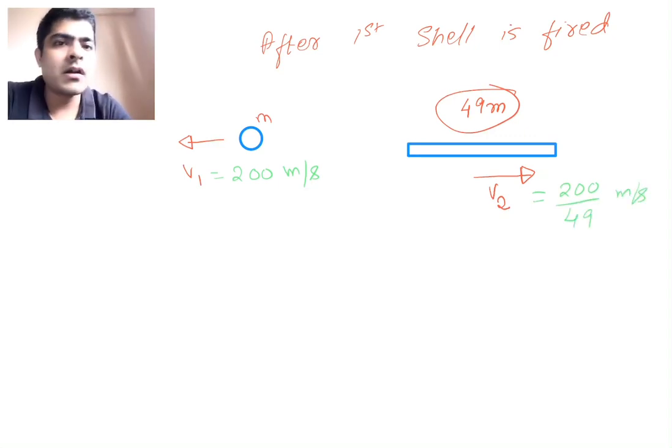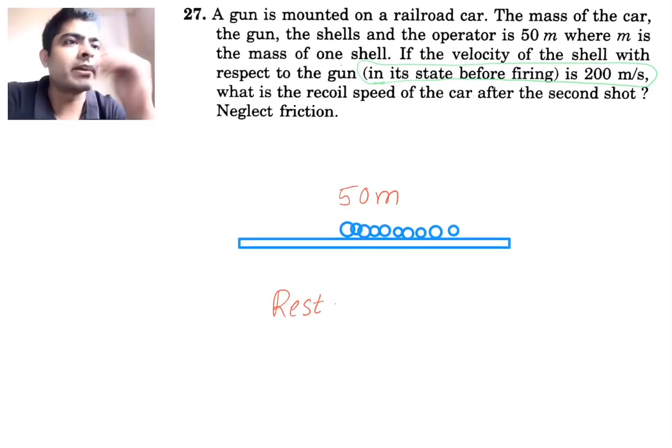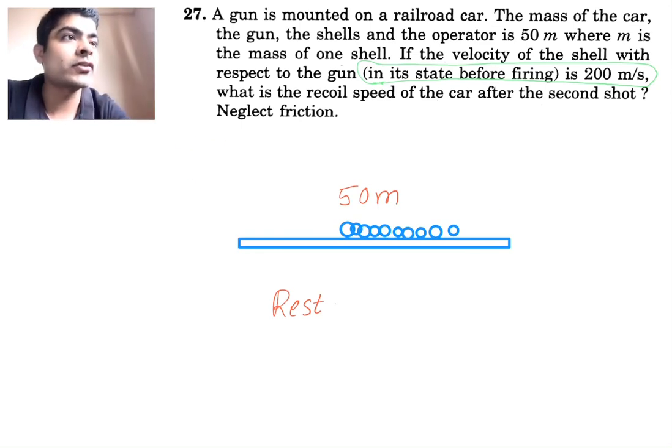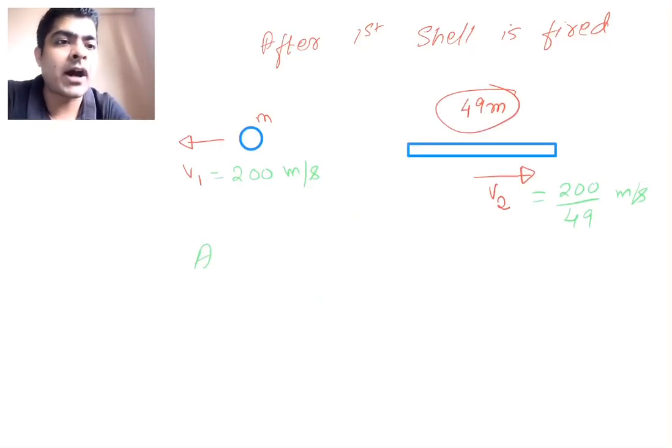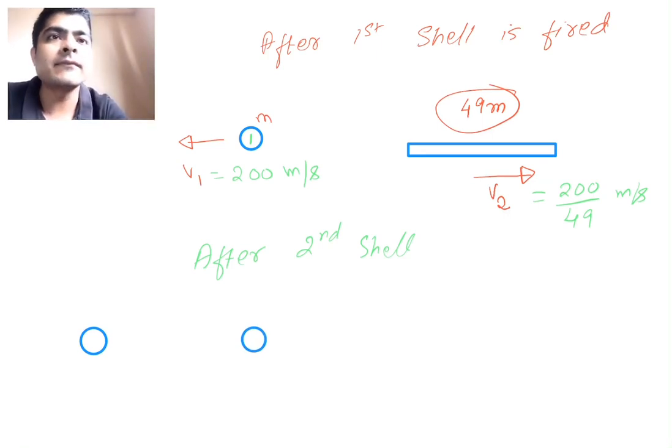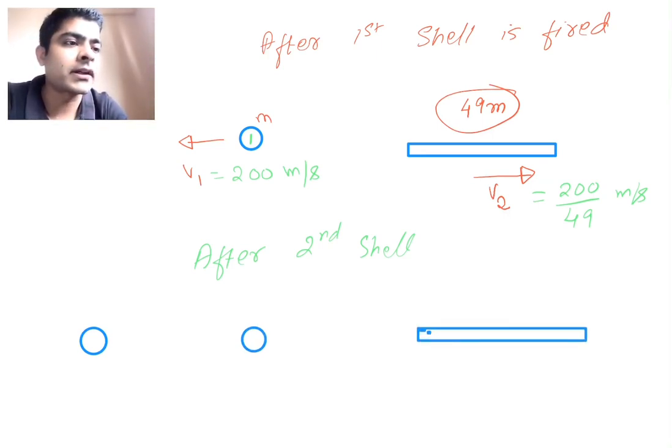Now, they are asking the recoil speed of the car after the second shot, right? So when the second shell is fired, this is your shell 1. Let's draw the diagrams again. So this is your shell 1, then we have shell 2, and finally we have the car. So the car will now have mass, how much?